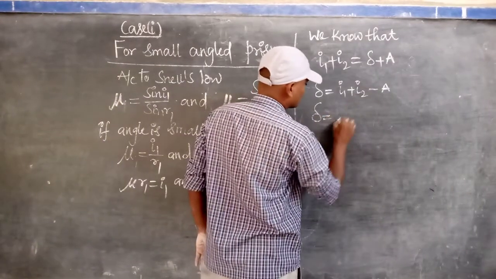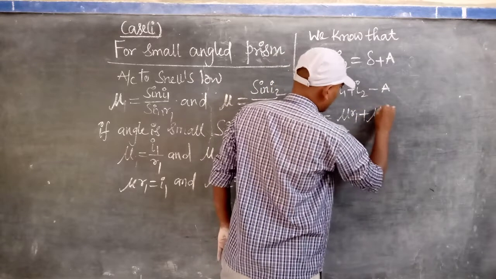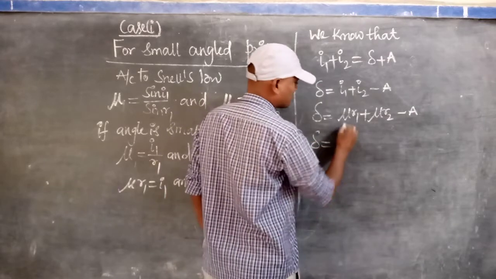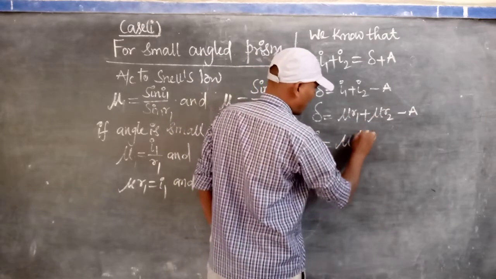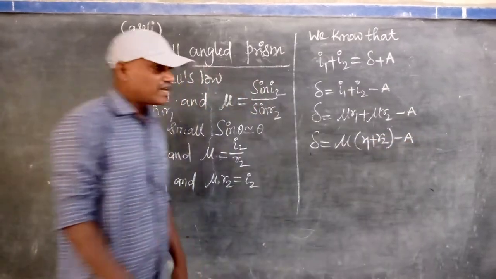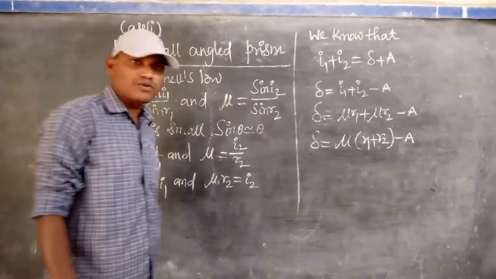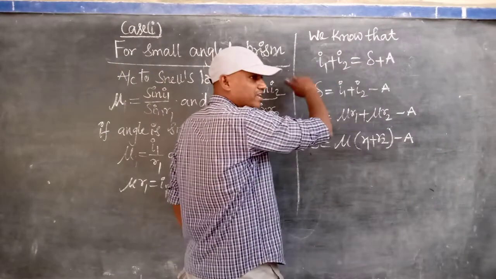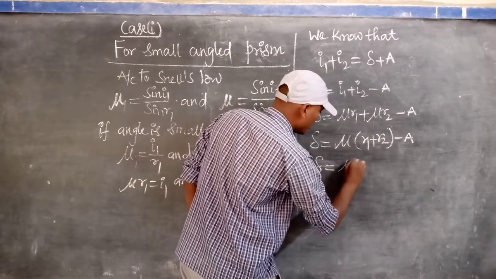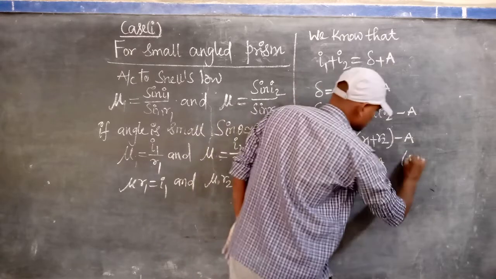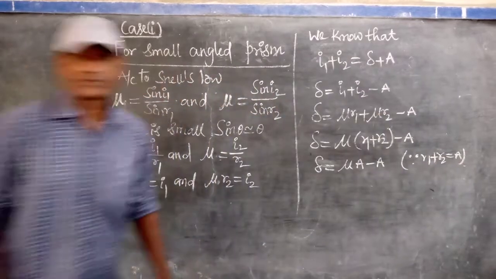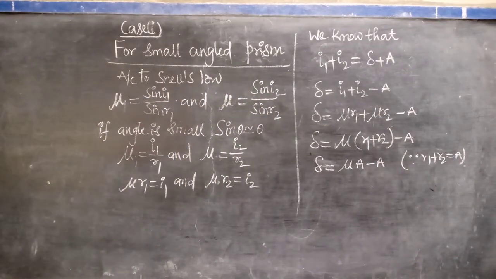Small delta is equal to mu R1 plus mu R2 minus A. Mu is the common factor, so small delta equals mu of R1 plus R2 minus A. We know from the previous derivation that R1 plus R2 is equal to A, equation 1 in our derivative method. That's why small delta equals mu of A minus A, since R1 plus R2 is equal to A. That is one. Very clear.